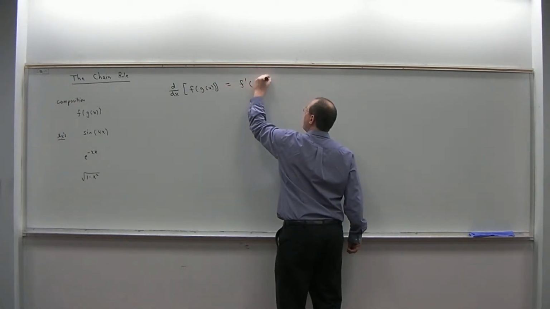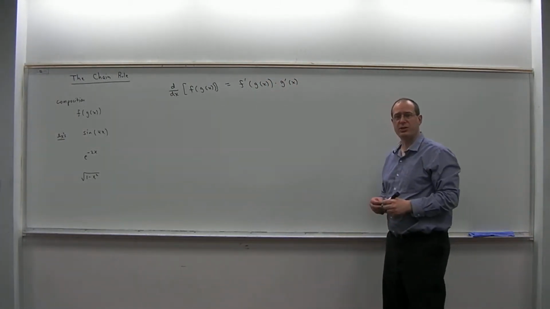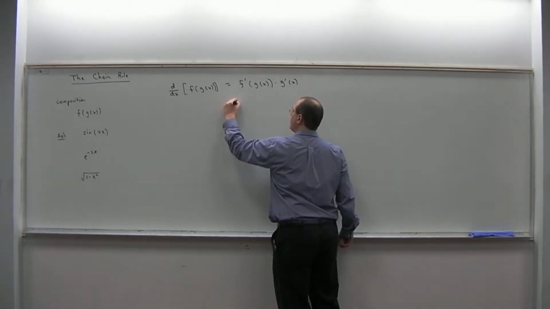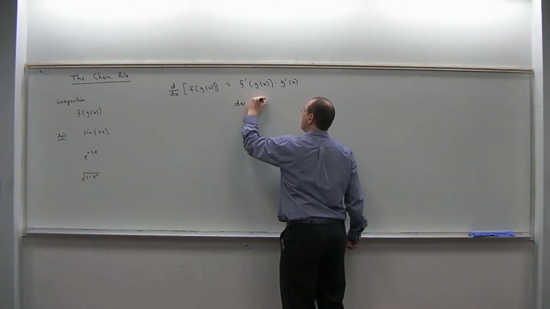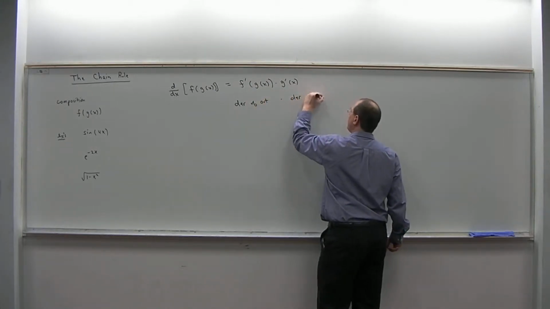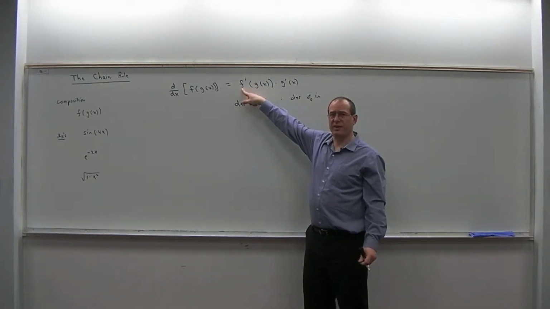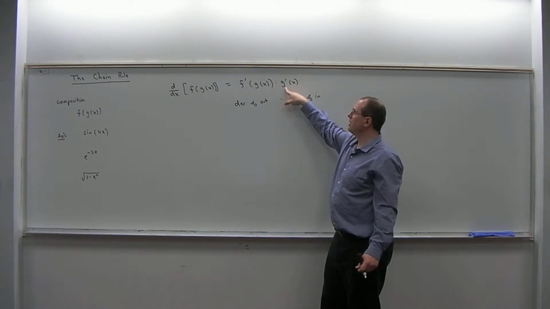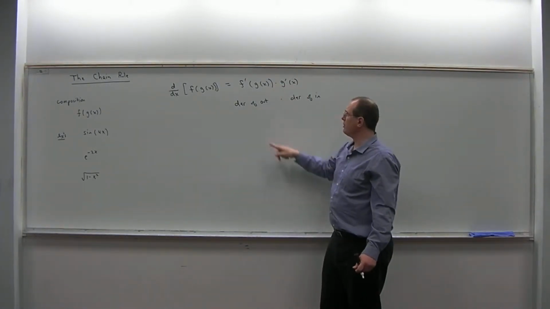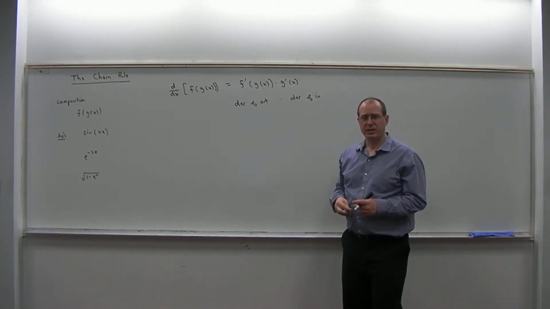f prime of g of x times g prime of x. So this is how we take the derivative of a composition. It's basically the derivative of the outside times the derivative of the inside. The outside function is f, and there we have its derivative f prime, and then times the inside function was g, and there we have its derivative g prime. So it's the derivative of the outside times the derivative of the inside.